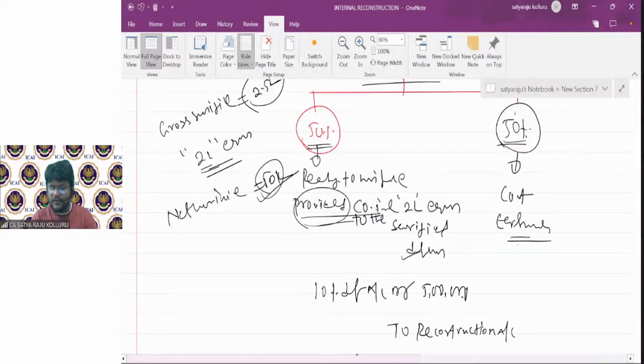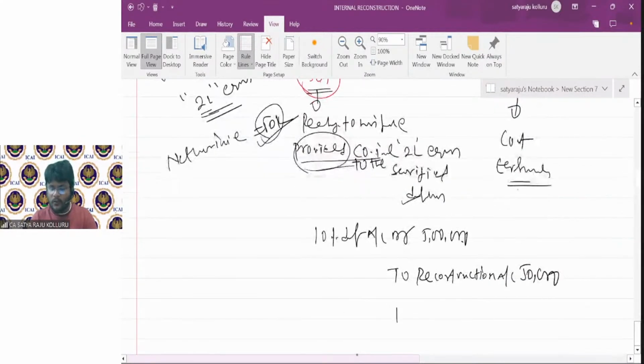So reconstruction account, 50,000 you can transfer to equity share capital. 2 lakhs for the purpose of sacrifice, and for the remaining 50% is 2.5 lakh. Total 2 lakhs plus 2.5 lakh, 4,50,000.